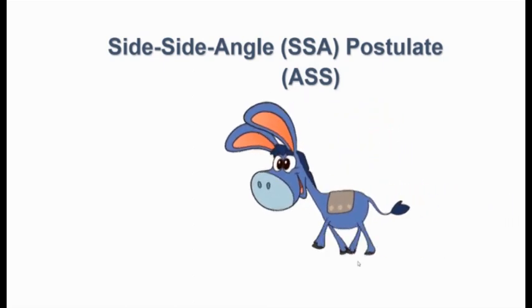And the second one, the side-side-angle postulate, SSA. How about swapping it to look like this? SSA definitely doesn't work to prove two triangles are congruent.